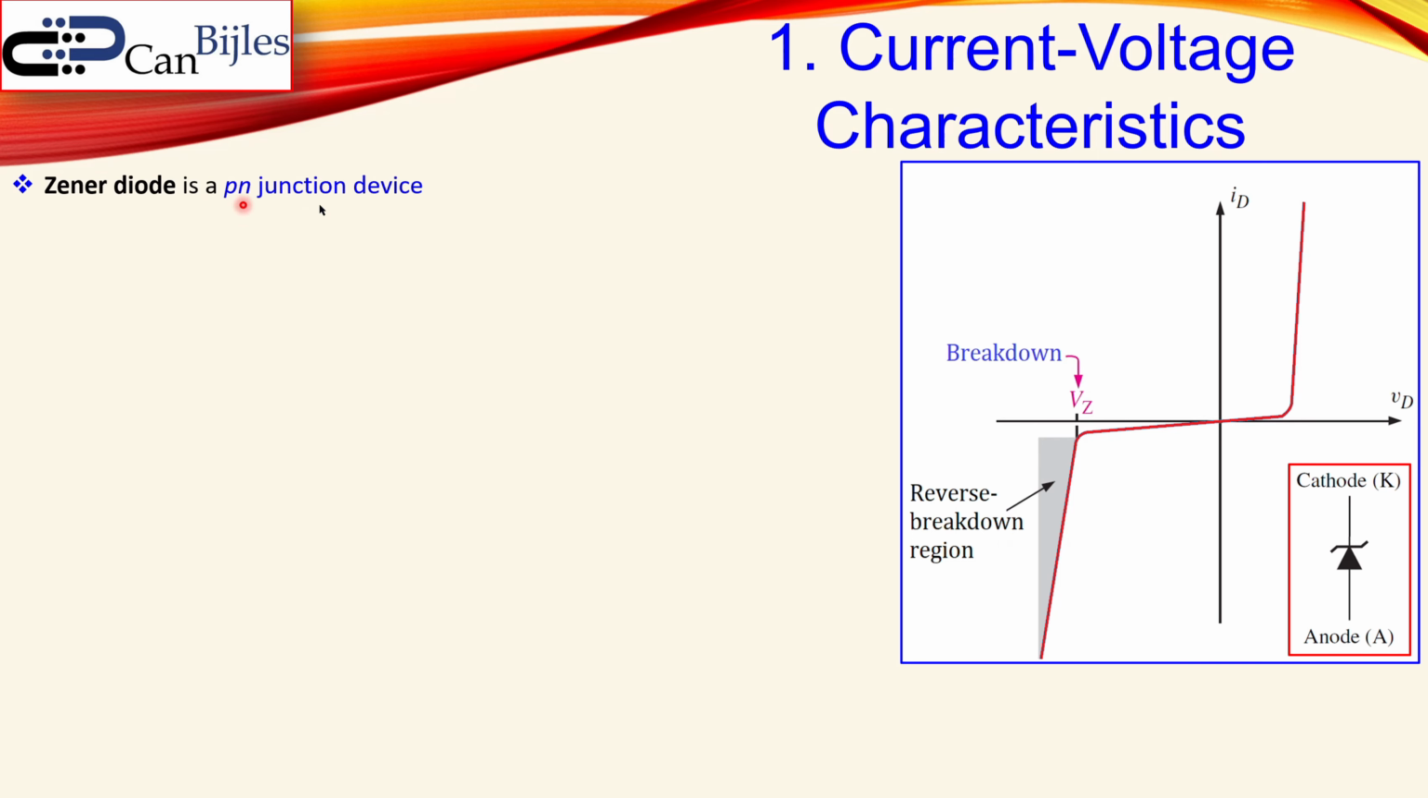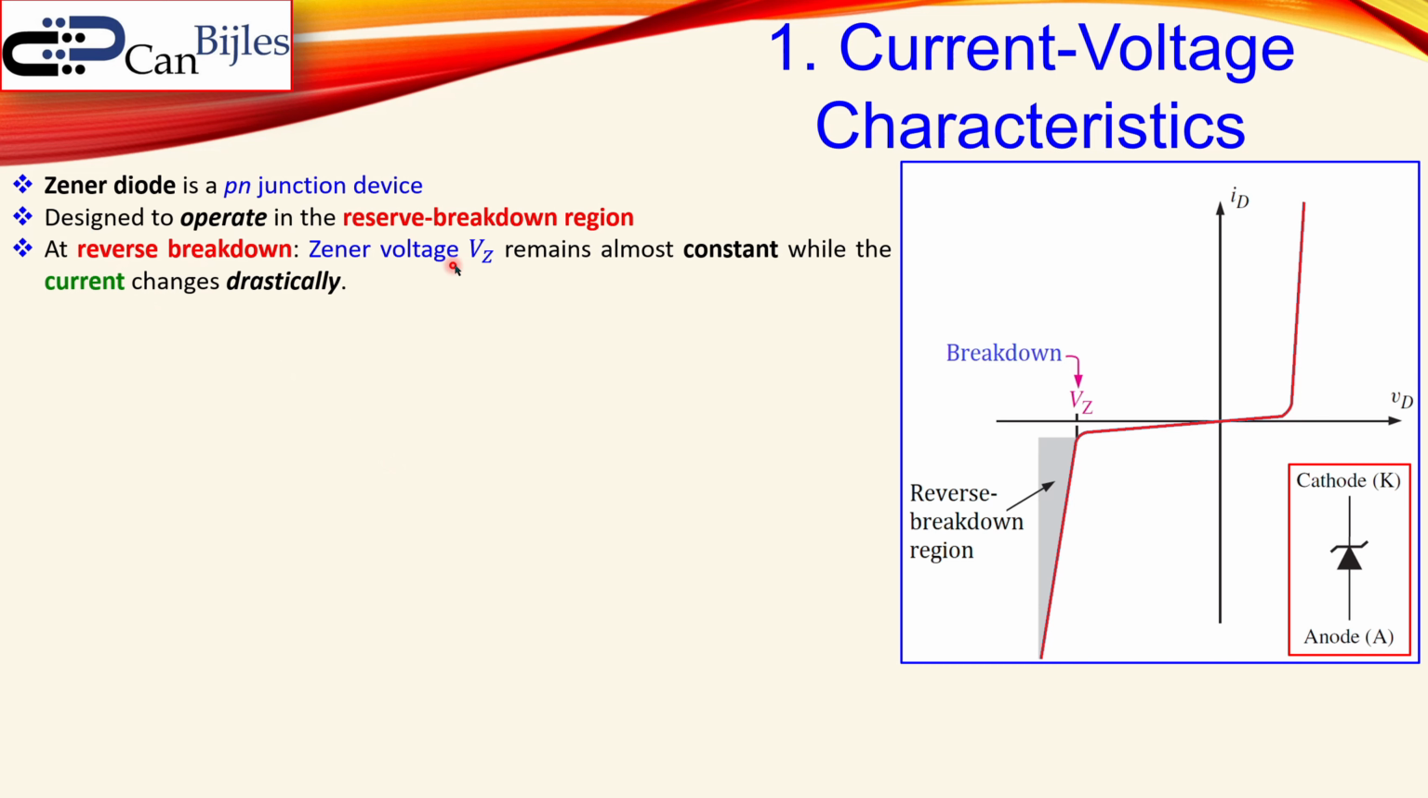So the Zener diode is a PN junction device. So it has a P and an N layer, and it can be designed using silicon or any other semiconductor or a compound of that. It's also designed, as said, to operate in the reverse breakdown region. So that is specifically done. So it is a highly doped device.